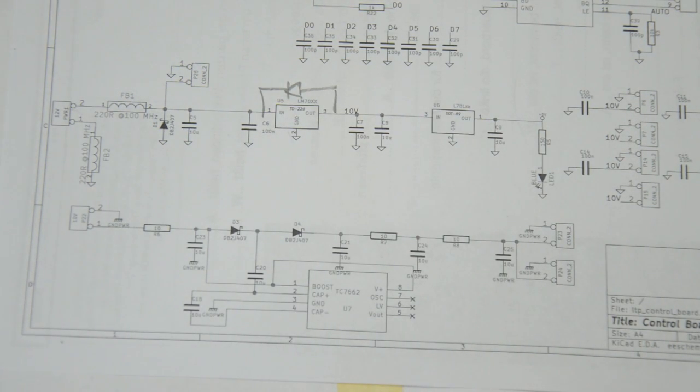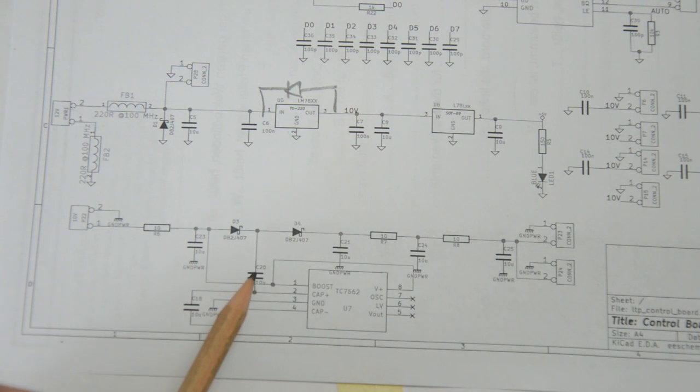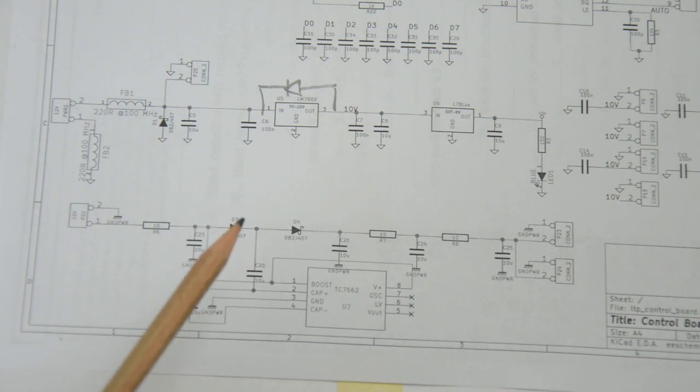And if we look at the cap plus here in my schematic, it is connected to this capacitor, which is then connected to these two diodes and so on. And this is actually really a voltage doubling circuit.